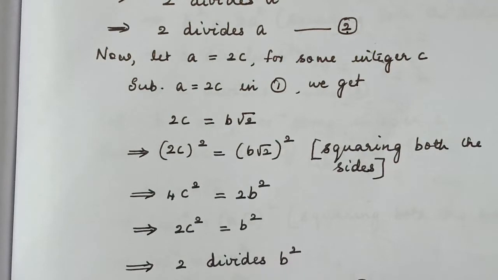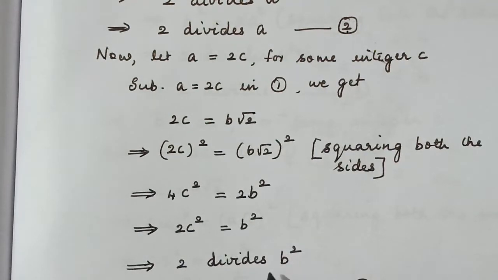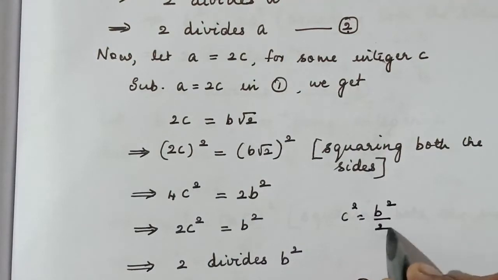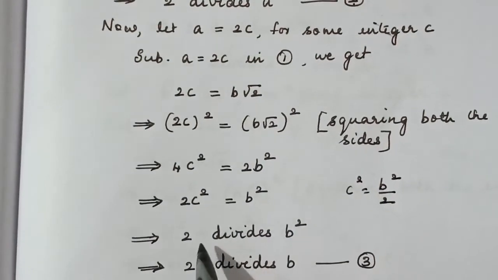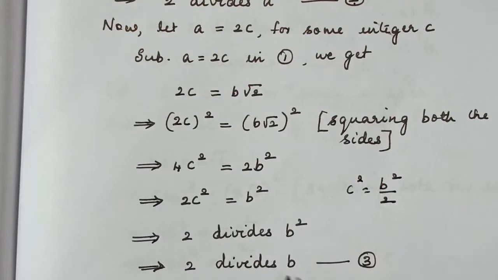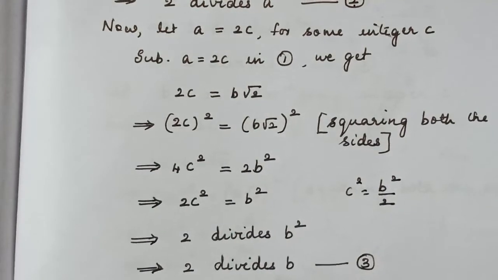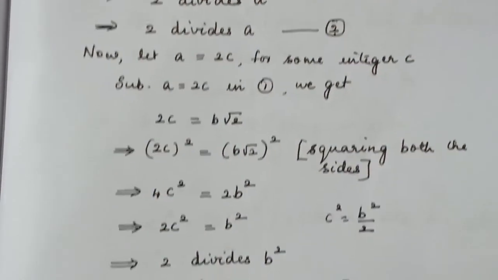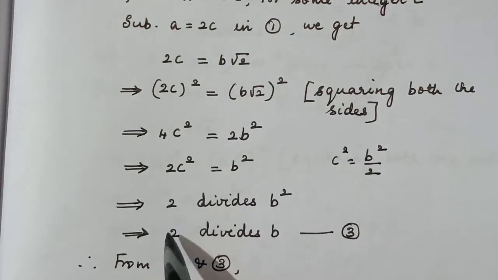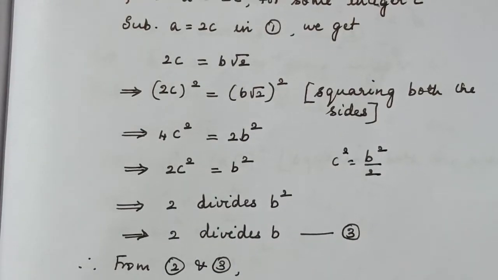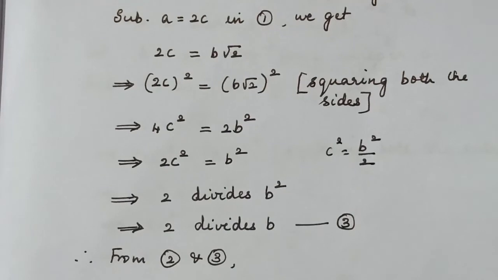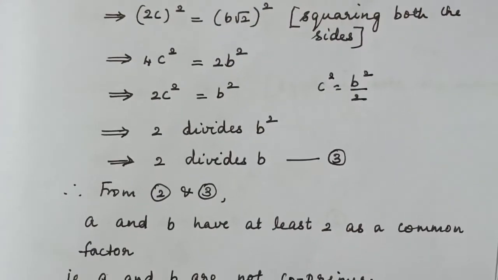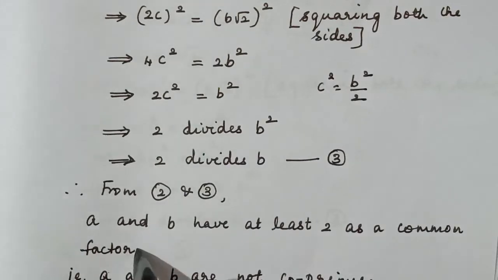That means what? 2 divides b squared. Because here we can write c squared is equal to b squared by 2. That means 2 divides b squared and 2 divides b. That is the third equation. So our second equation is 2 divides a, and our third equation is 2 divides b. So from these two equations we can understand that a and b have at least 2 as a common factor.